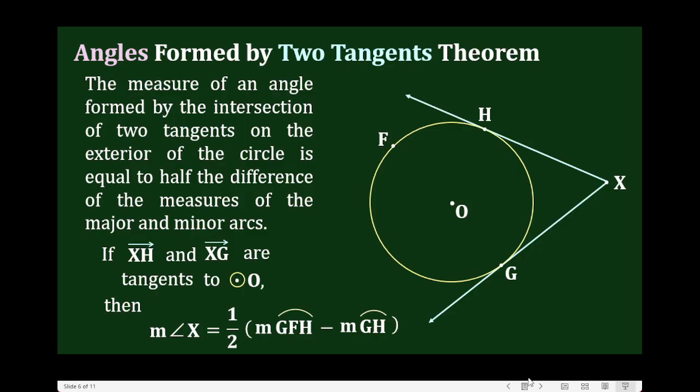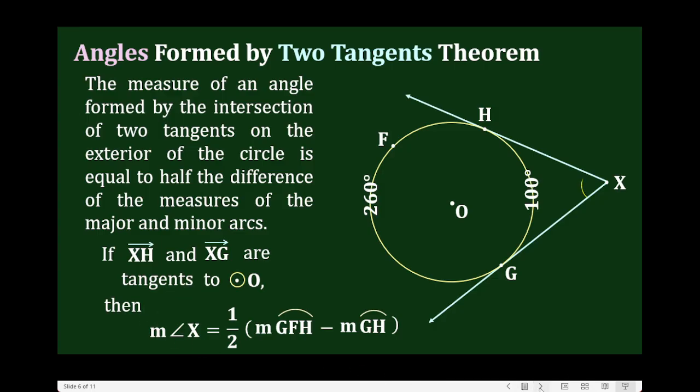Now suppose we consider its intersected arcs with their measures. For the major arc GFH, suppose it is 260 degrees and the minor arc GH is say 100. Now to get the measure of angle X, we use this formula.